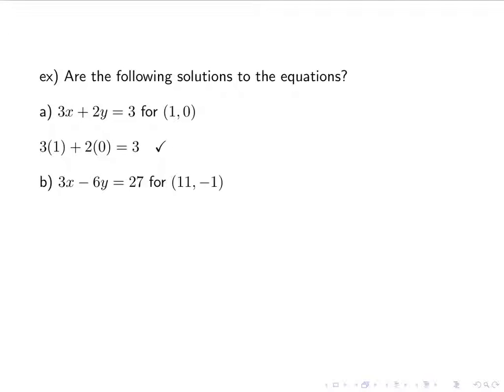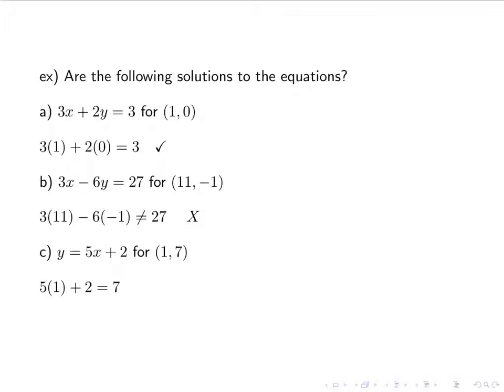B, 3x minus 6y equals 27 for the point 11 comma negative 1. So I'll plug it in, and then we need to figure out what is 3 times 11 minus 6 times negative 1. Is it 27? It is not. So this is not a solution to the equation. And then C, y equals 5x plus 2 for 1 comma 7. So I'm going to plug in the x value, 5 times 1 plus 2. Does that equal y, which is 7? Yes. So it is a solution to the equation.